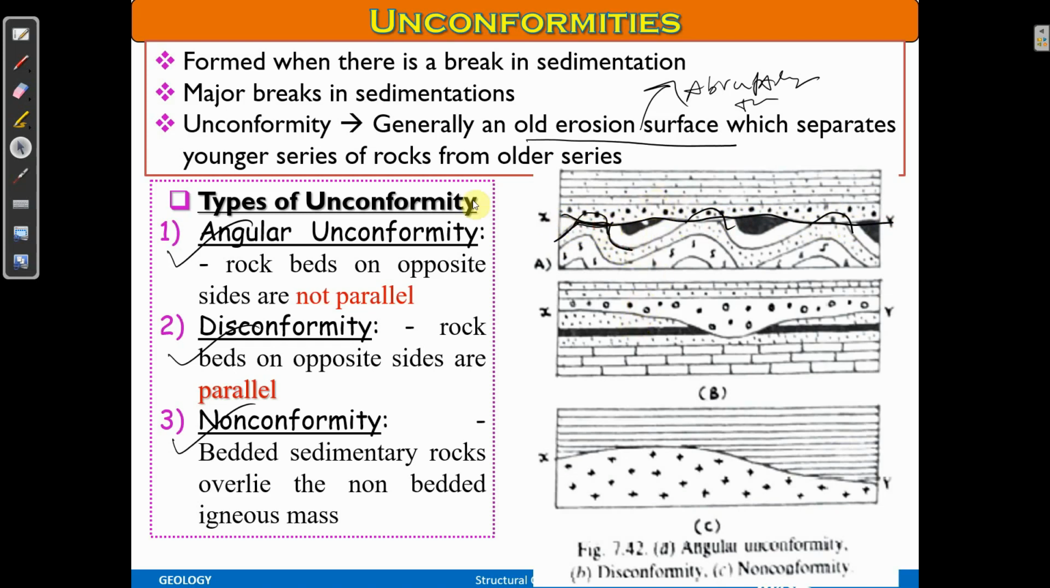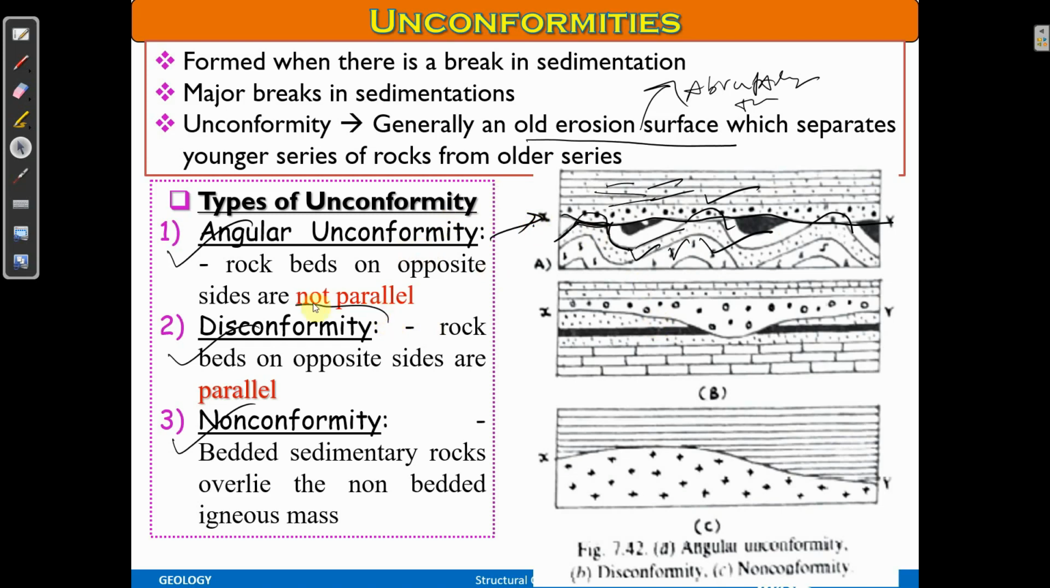Okay. So in case of angular unconformity, what happened? The rock beds on either side are not parallel. Rock beds on the opposite sides are not parallel. This is folded, see, and this is parallel. This is a horizontal strata, and this is the folded strata. So these rock beds and these rock beds are not parallel. Then I will say it's an angular unconformity.